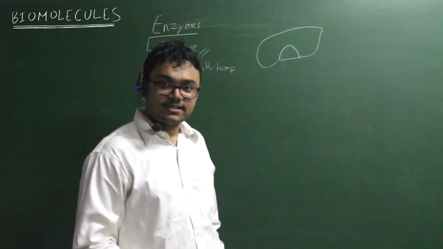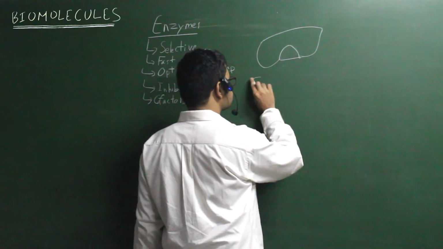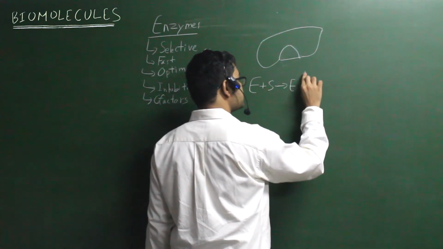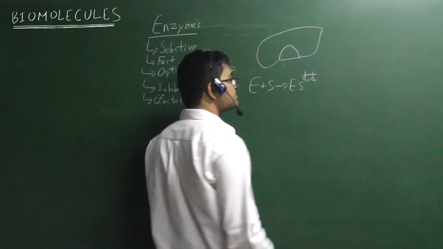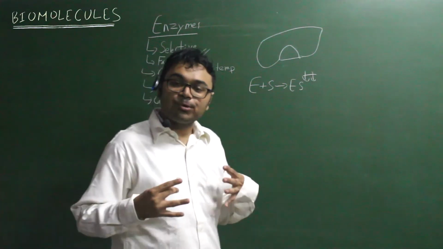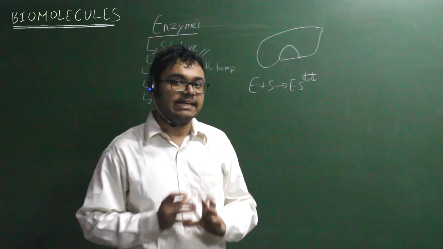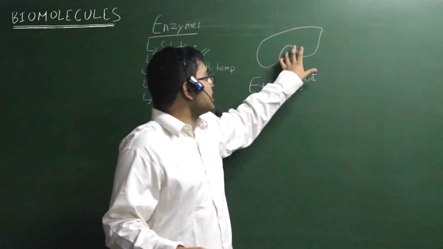When this happens, this is written, by the way, with the following notation: enzyme plus substrate gives rise to an enzyme substrate complex. This is a symbol for a complex. We already discussed what protein complexes are. Now this is a similar kind of complex. The substrate need not be a protein. It could be any kind of molecule that this enzyme is acting on.